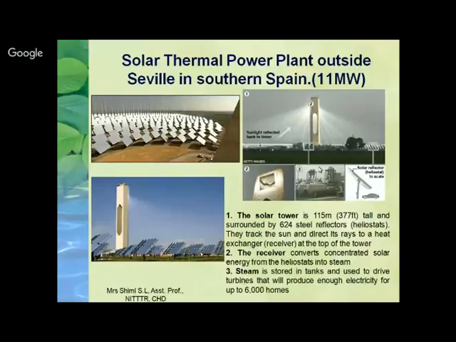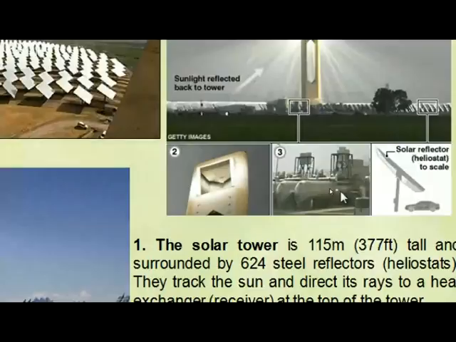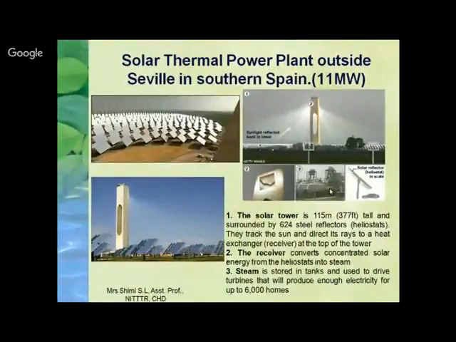Here you can see the three tanks. These are the tanks which you can see. The steam is stored in the tanks and used for driving the turbine that will produce enough electricity. This 11 megawatt was for around 6,000 homes. Now the project is so big that it can power around 75,000 homes. So this was a small project, the initial project. Now it has been expanded to around 180 megawatts. This is the thermal power plant in Spain.